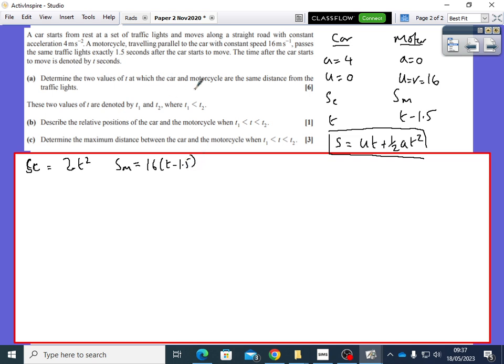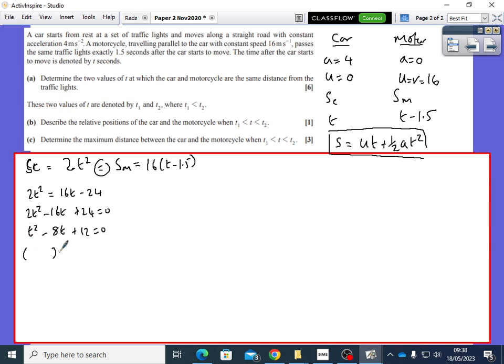Now, because we want where both distances are the same from the traffic lights, we're going to equate those two. So we get the equation 2t squared equals, and I'm going to expand that out to give me 16t, then 16 times 1.5: 1 times 16 is 16, half of 16 is 8, added together is minus 24. Bring that to one side and you get 2t squared minus 16t plus 24 equals 0. Just to make it easier, since it's all equal to 0, let's divide everything by 2. So t squared minus 8t plus 12 is equal to 0.